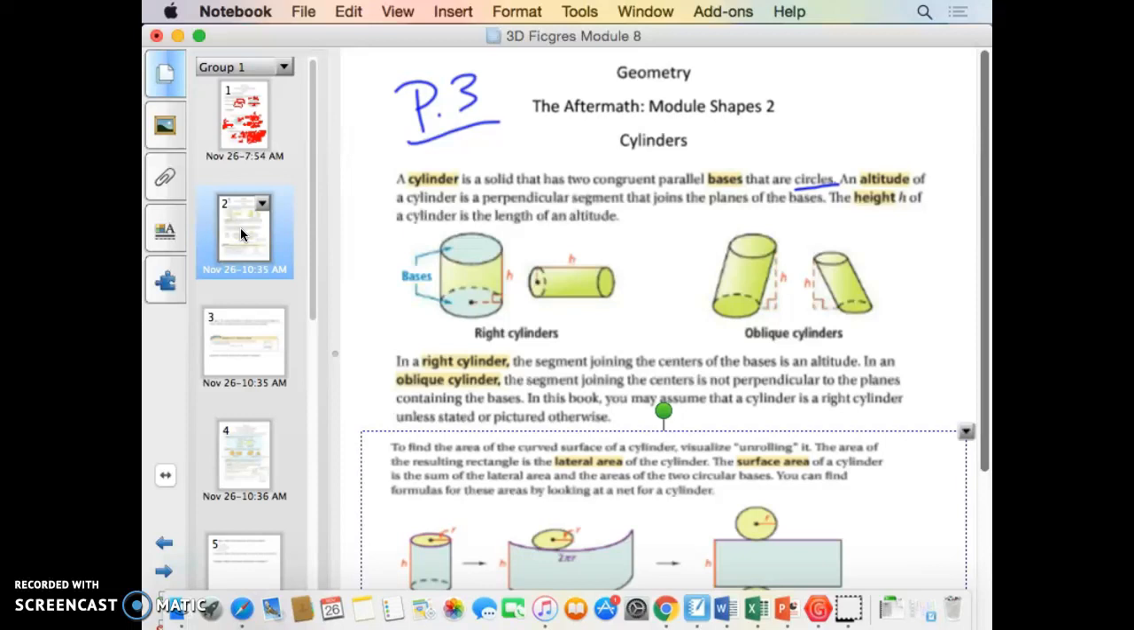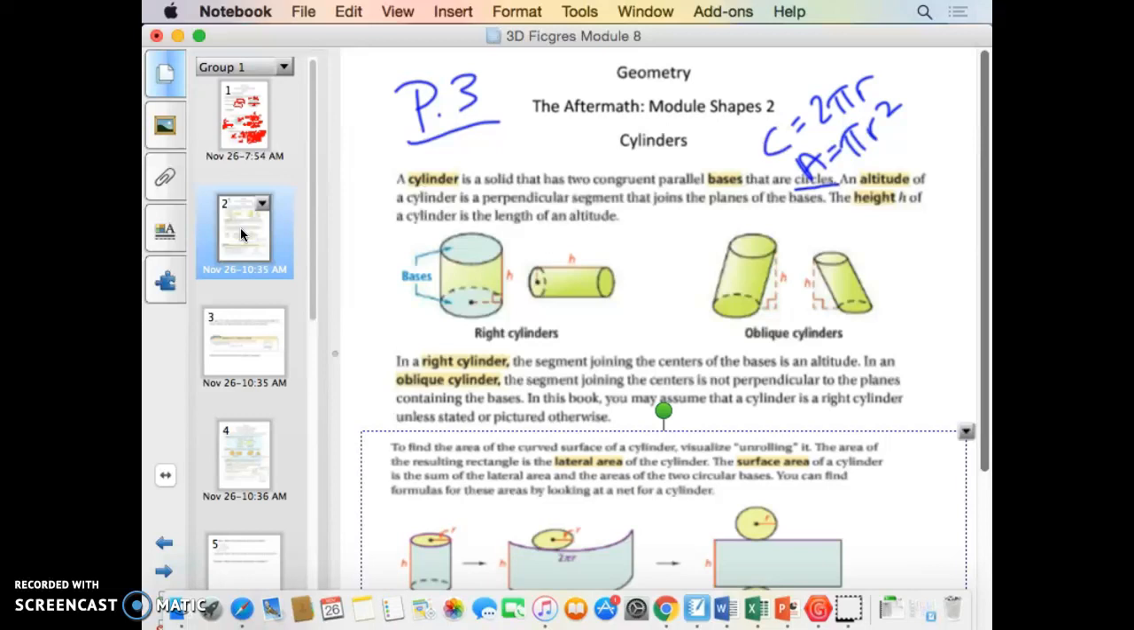for a circle, we've got circumference of a circle is 2 pi r. And area of a circle is pi r squared. So you're going to have to remember those formulas. And altitude is another way of saying height. It joins the planes of the bases together. And the height of the cylinder is the length of its altitude.